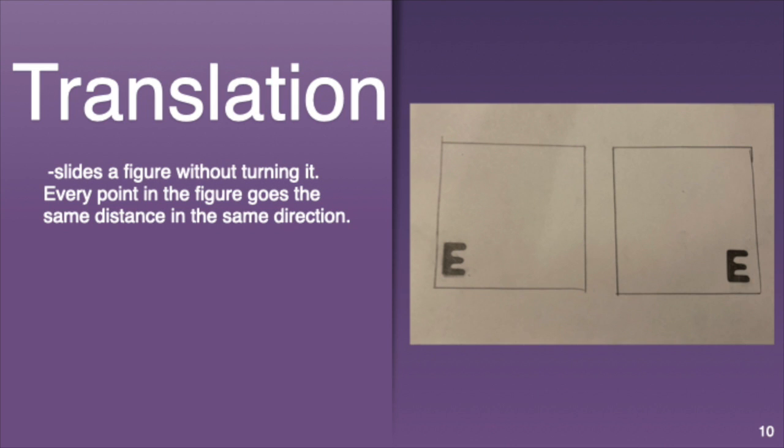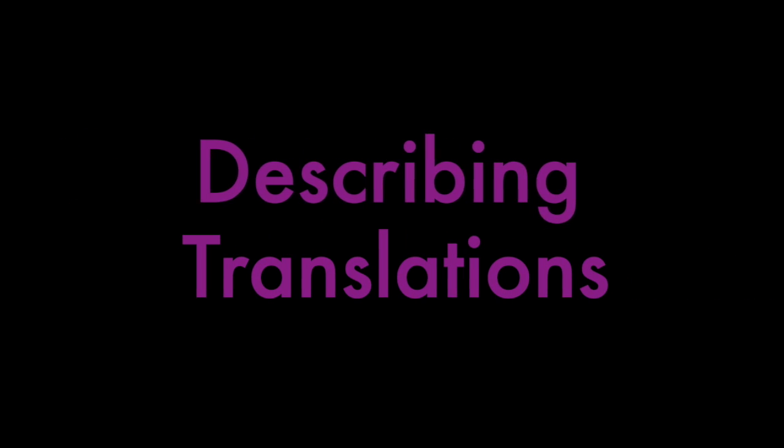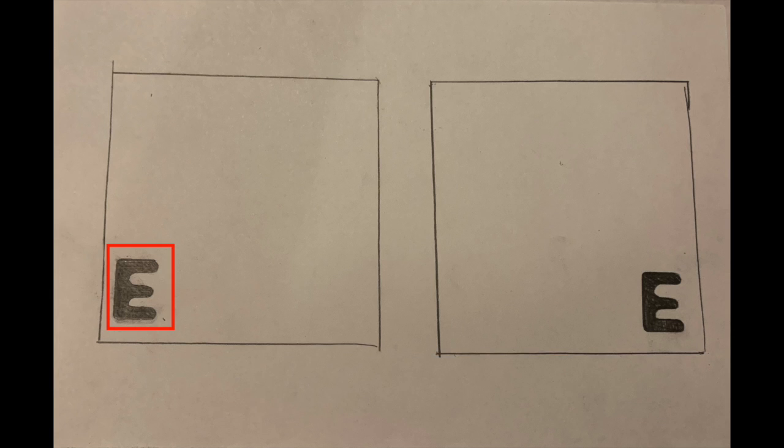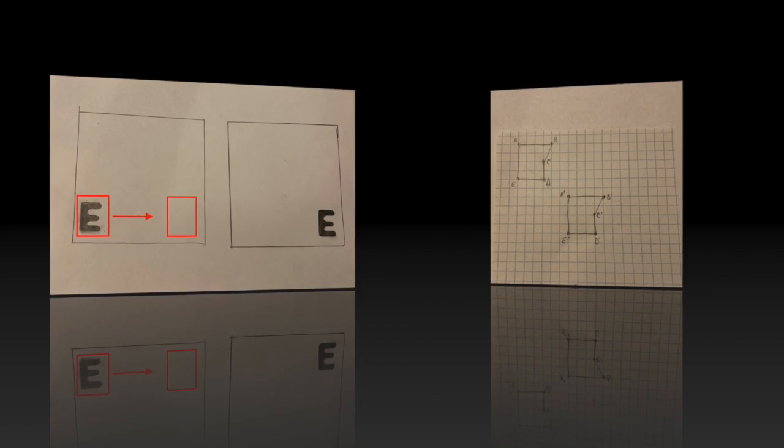Let's talk about translations. This is when we slide a figure without turning it. Every point in the figure goes the same distance and in the same direction. In a basic description of a transformation, we're describing what we see change from one frame to the next. Here you can see the E starts in the bottom left-hand corner and it slides without turning to the bottom right corner of the next frame.